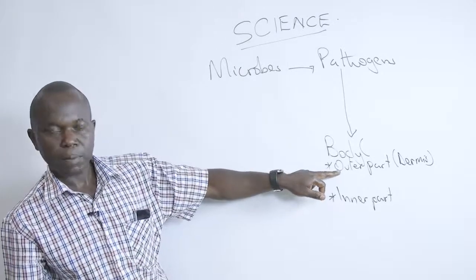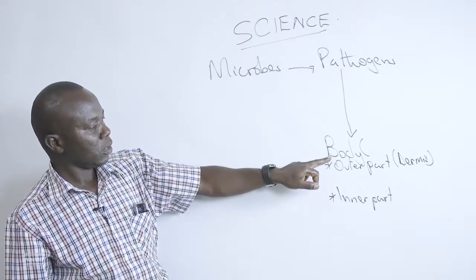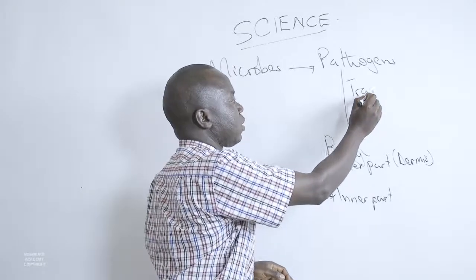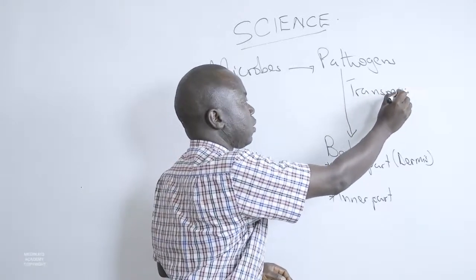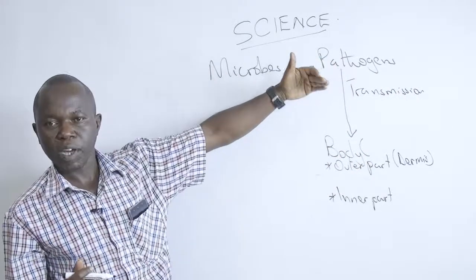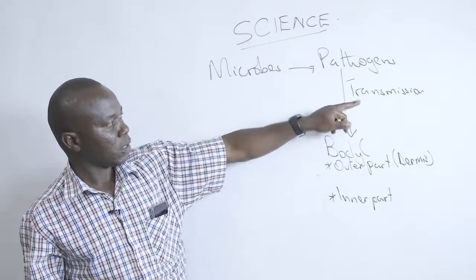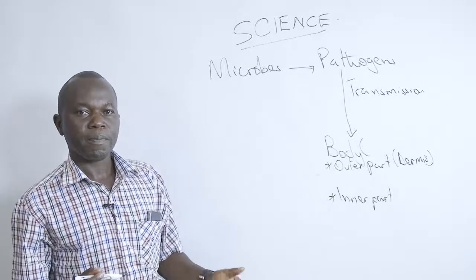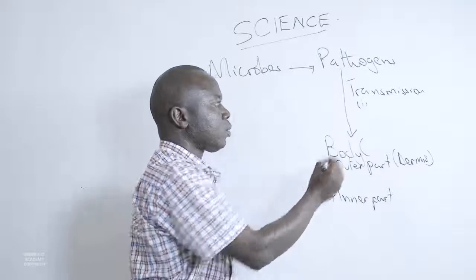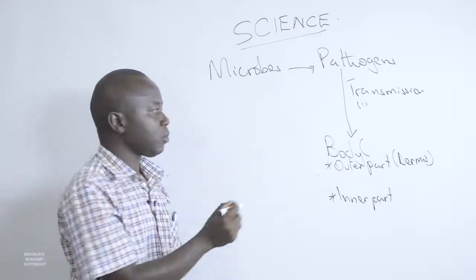So that process whereby pathogens are moving from the source to the body, we call that process transmission. We were able to find out that the process of transferring pathogens from the source to the body is called transmission. And again, you can remember that we had two types of transmission. We have direct transmission.